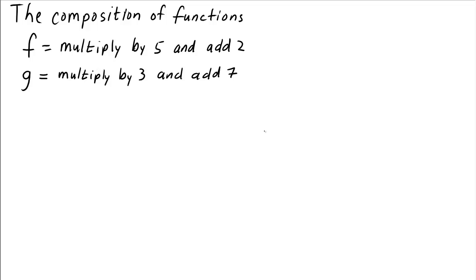So if I gave a number to f, you would know what to do with it. You could easily compute that f of 4 is 22, because 4 times 5 plus 2 is 22. But a more typical way of defining f would be something like f of x equals 5x plus 2. So here we use the variable x to represent the input to f.